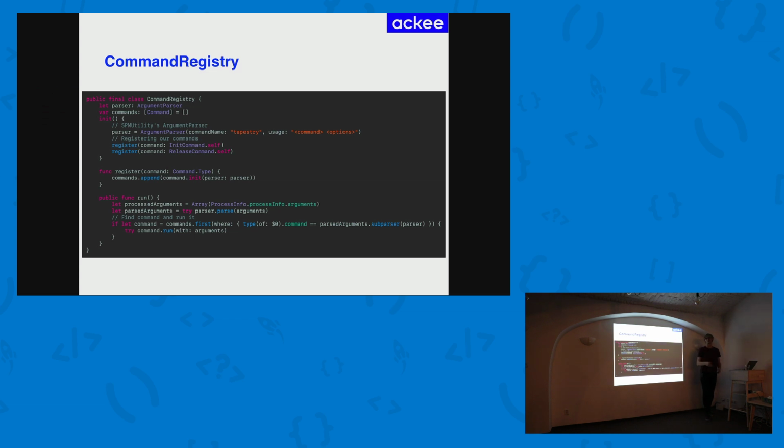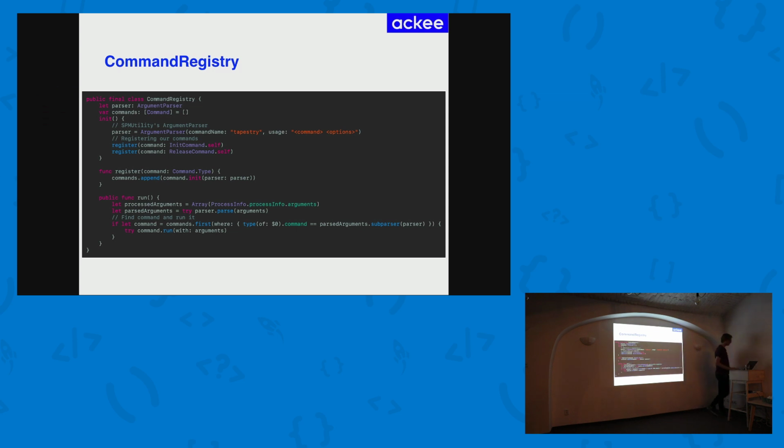And then when we run the command registry, we just process the arguments from the user. Almost everything here is also from the Swift Package Manager. Then from the parsed arguments, we find by the name of the command, which is this dot command, which command we want to run, and we run it with the processed arguments.